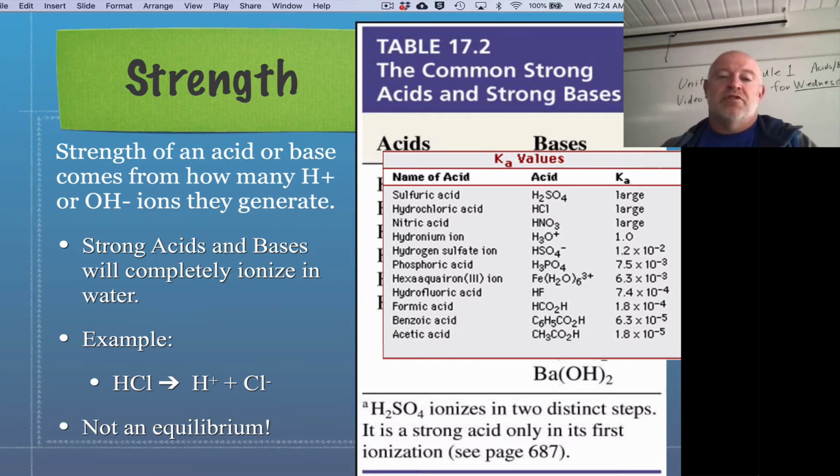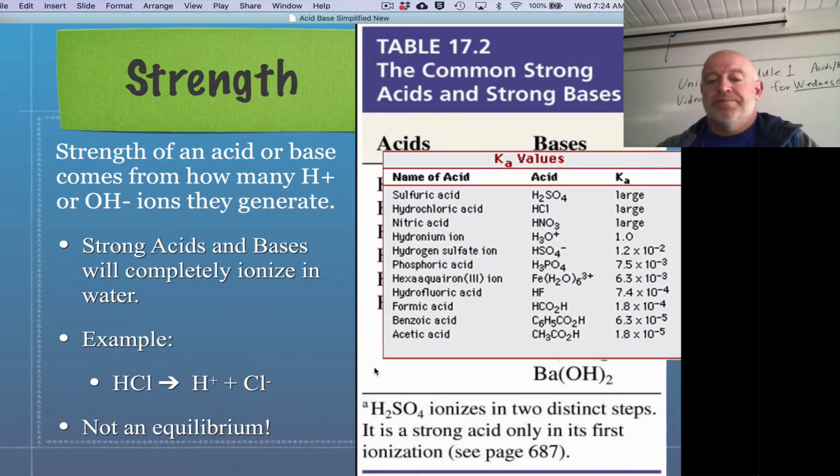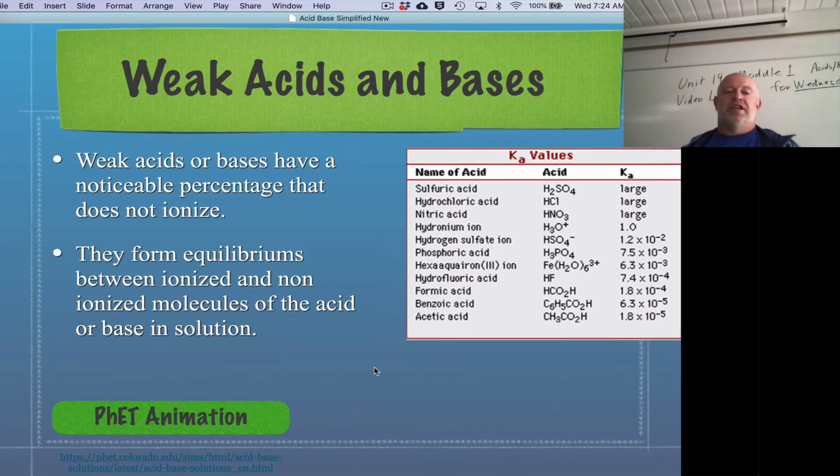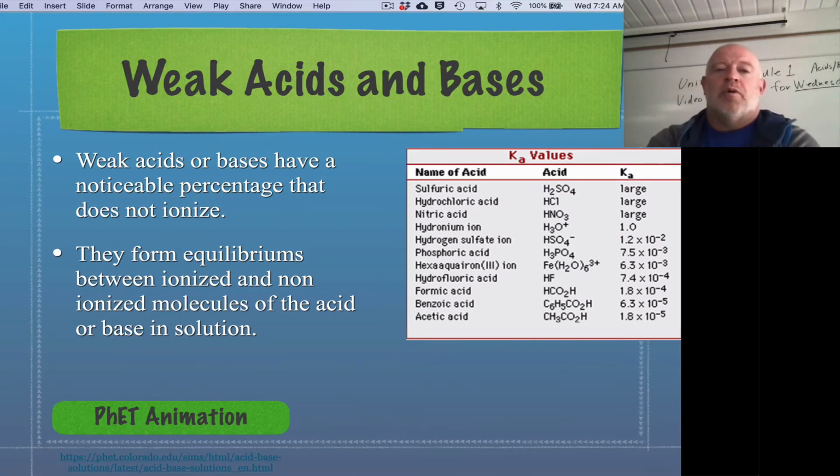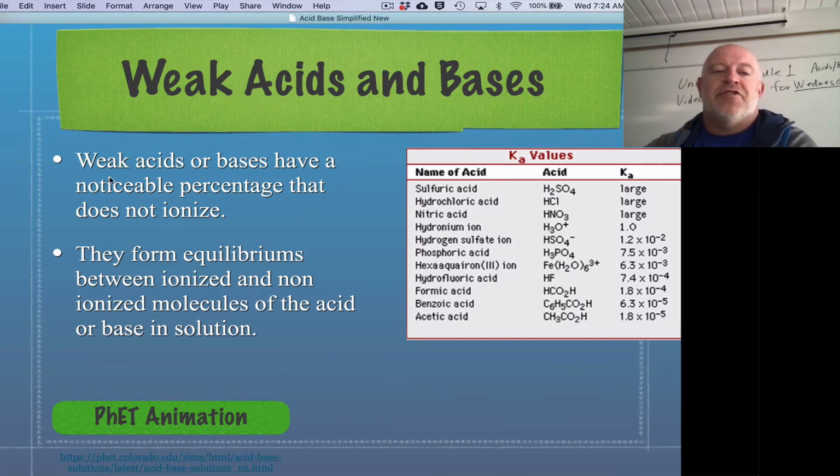Even though it's a strong bond, it's still a weak acid because it doesn't completely ionize in solution. Okay. Now, if we keep this idea rolling about our acids and bases, what does it mean to be a weak acid or weak base? Okay, this means that they have a noticeable percentage that does not ionize in solution.